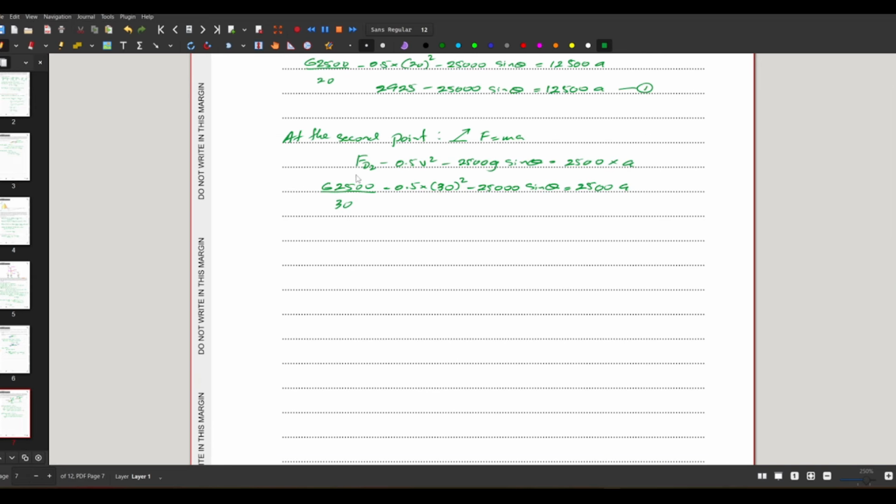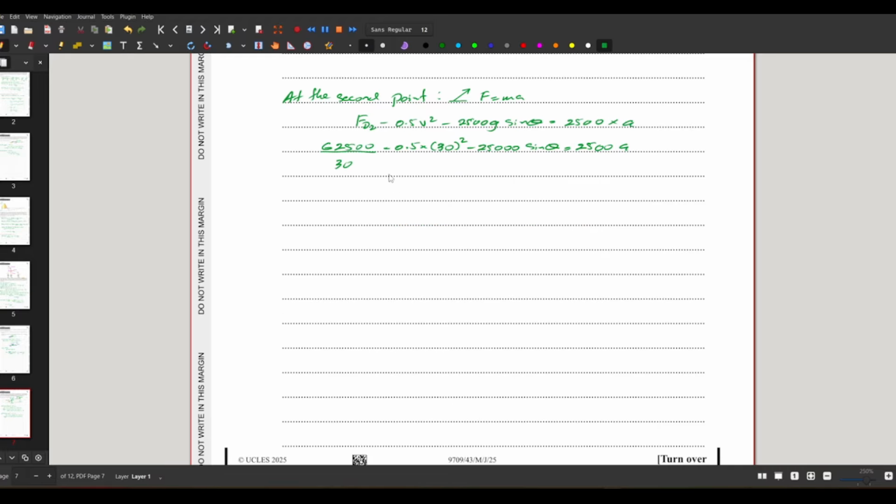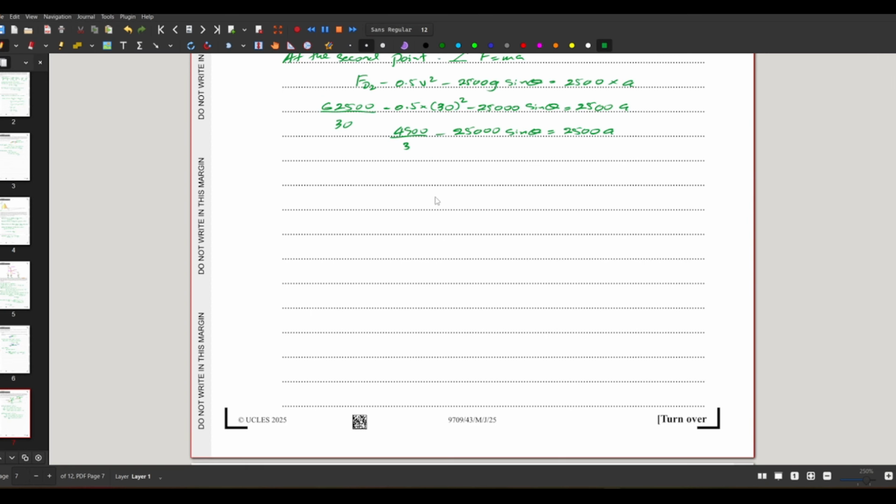Okay, so again you can simplify 62,500 divided by 30 minus 0.5 times 30 square. So you will receive 4,900 divided by 3, here minus 25,000 sine theta equals to 2,500A.